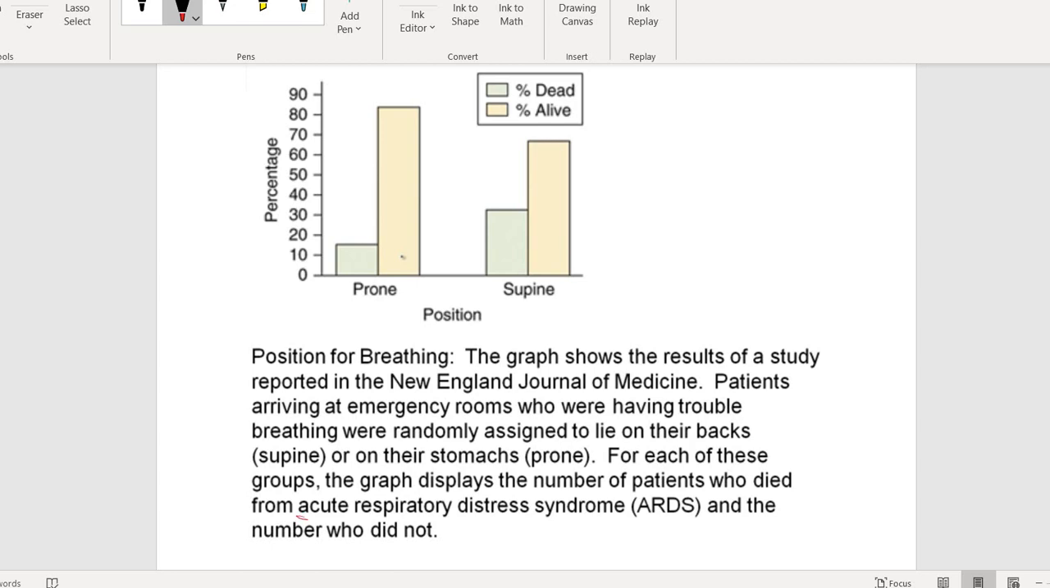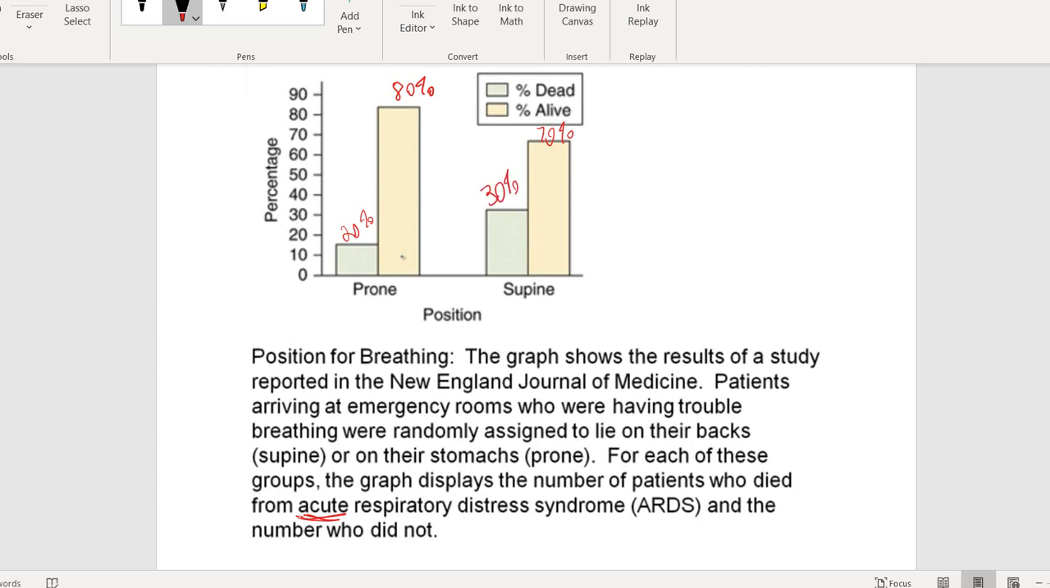By the way, the word acute, I know it usually means small, but in the medical field, it can mean sudden. Like severe acute respiratory syndrome, SARS, it's serious, and acute means that it comes on quickly. If we look at this one, for prone position, we had about 80% alive, while about 20% died. Whereas in supine, it looks like we had 70% live while 30% died.